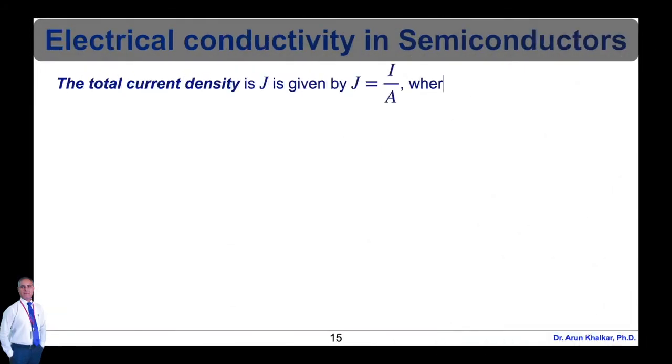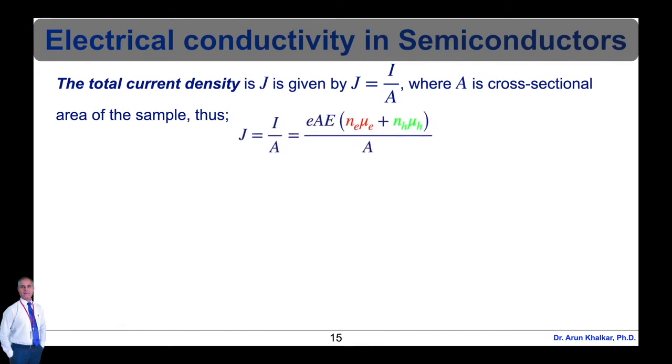Therefore, the total current density J is given by J is equal to I upon A, where A is the cross-sectional area of the semiconductor. By simply putting the value of current I, we can write e into A into E in bracket n_e mu e plus n_h mu h, bracket complete, divided by A. So A will get cancelled. So we can write J is equal to e into E in bracket n_e mu e plus n_h mu h. Let's say this is equation number 8.